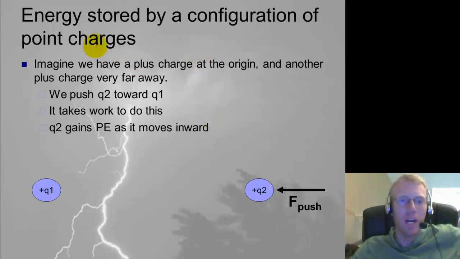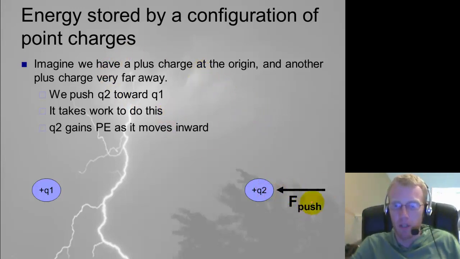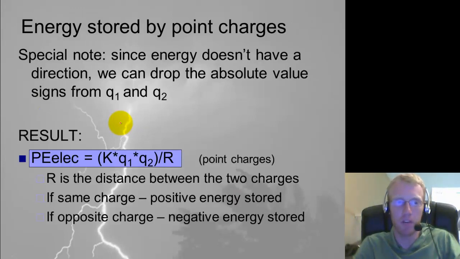Okay, so how much energy is actually stored by a configuration of 2 point charges? Well, mouse here. So we have to push this guy. Right now, the 2 charges are being repelled. So to get them to come together, we have to take this guy and push him this way. Okay, so it takes work, force times distance. It's going to cost us some amount of energy to get them to come together.